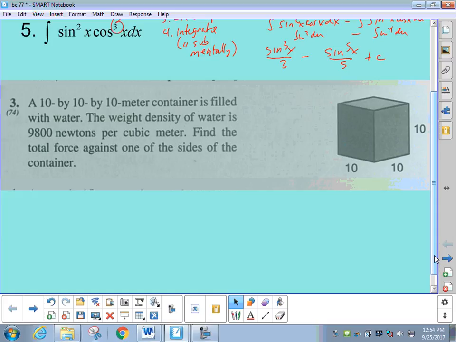What is the dash? Like what's that? It has no meaning. Oh, yeah, you're right. I don't know why the dash is better. 10 by 10 by 10. Good point.